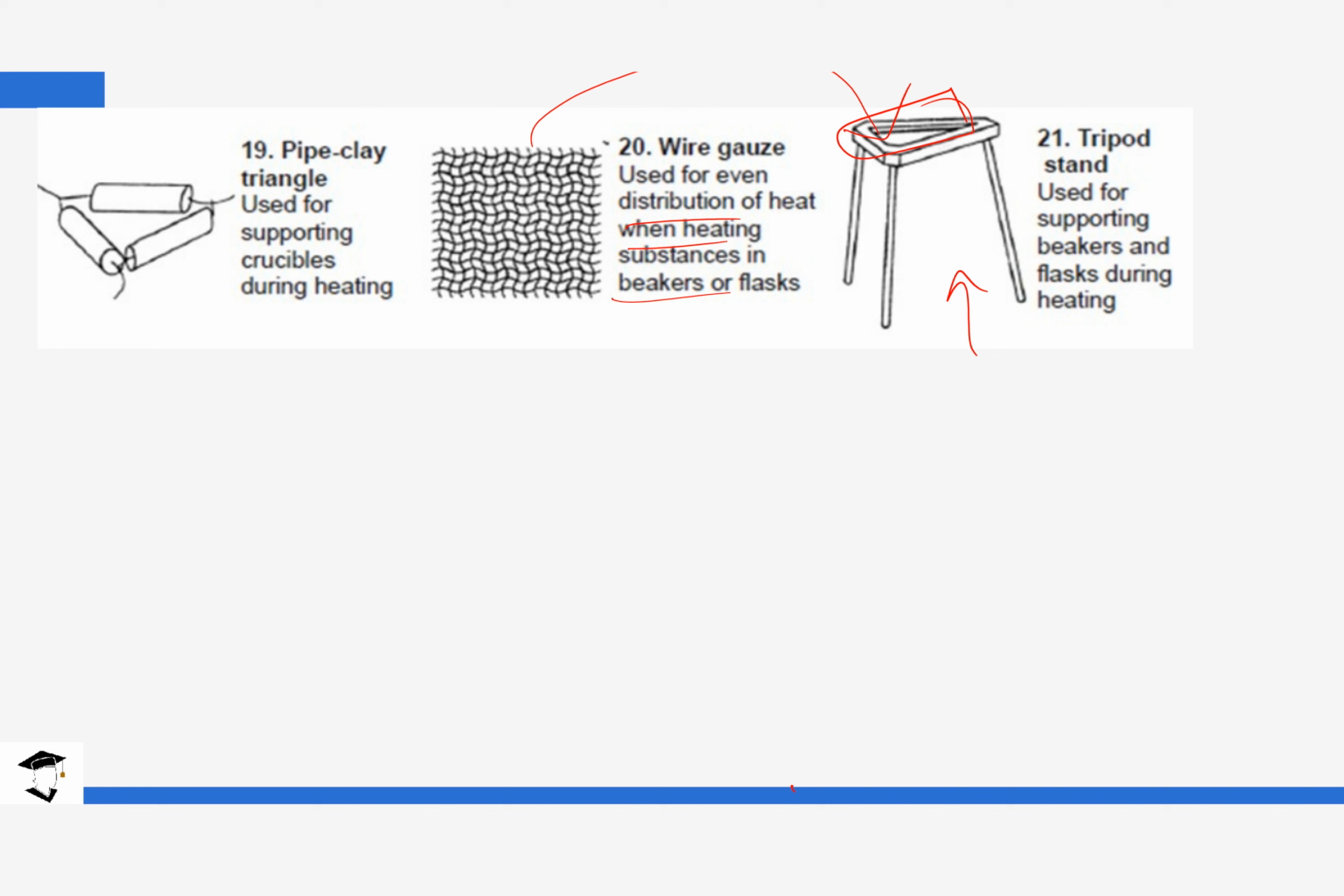Sometimes, in the case where we are talking about the crucible that is used for strong heating, we can't use the wire mesh, it's too big. So we use the pipe clay triangle, but still on the three-point stand, and it holds the crucible, because you can see the crucible has a small lower part.